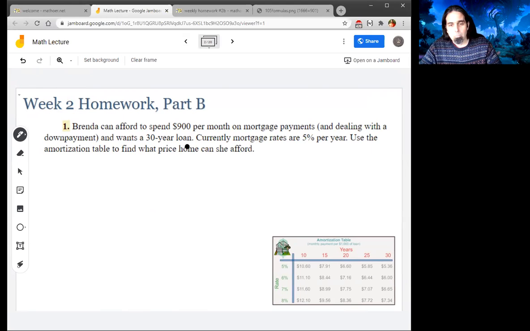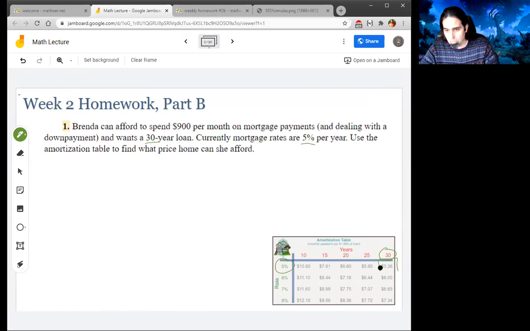So she can spend $900 per month on mortgage payments. We're sort of imagining that she's walking into the bank wanting a loan and she has $900 in a suitcase. She says, how big a mortgage can I get? According to the table, then it's 5% in 30 years.